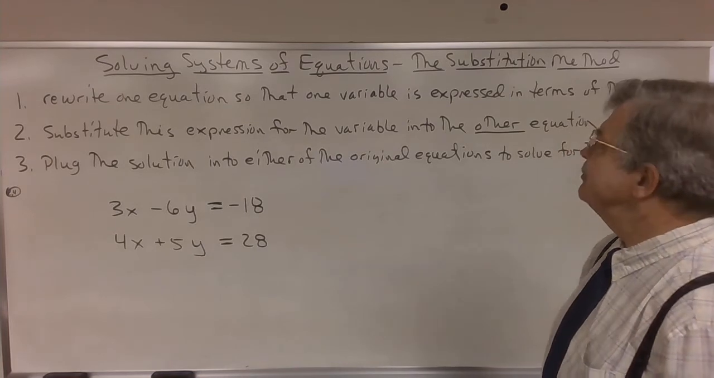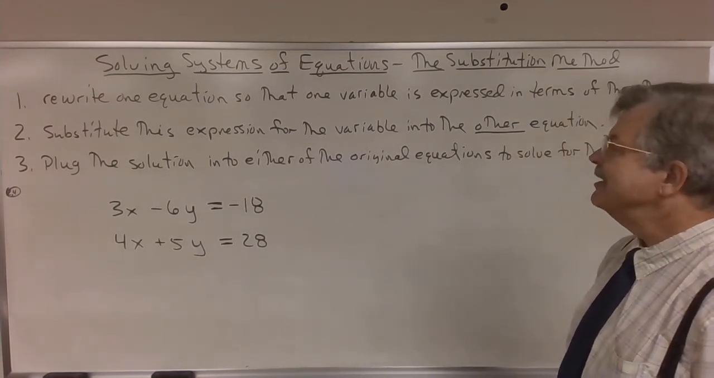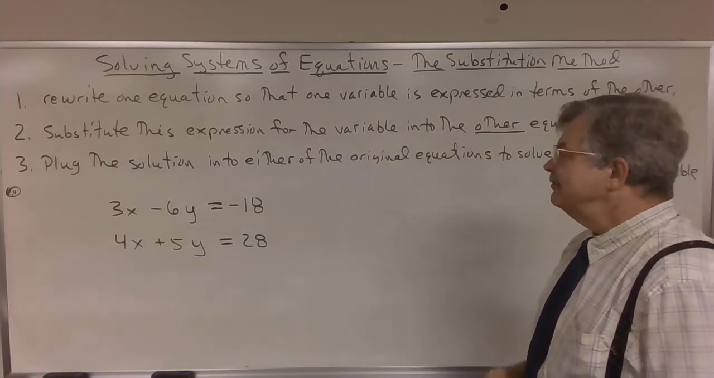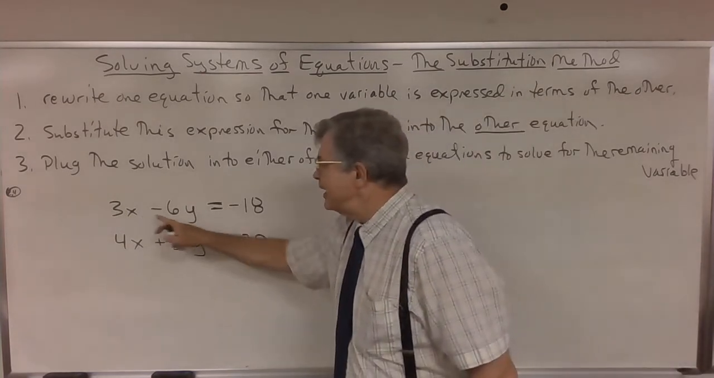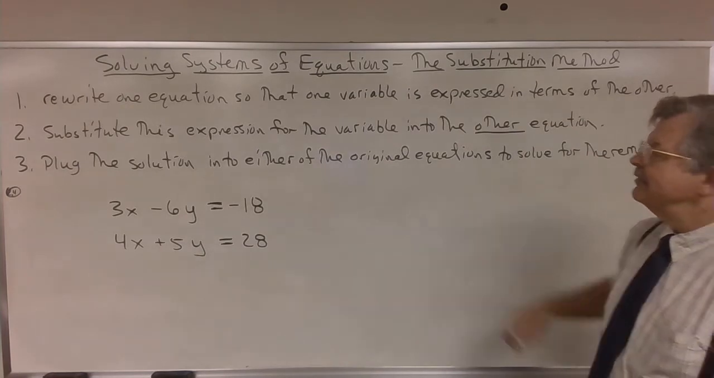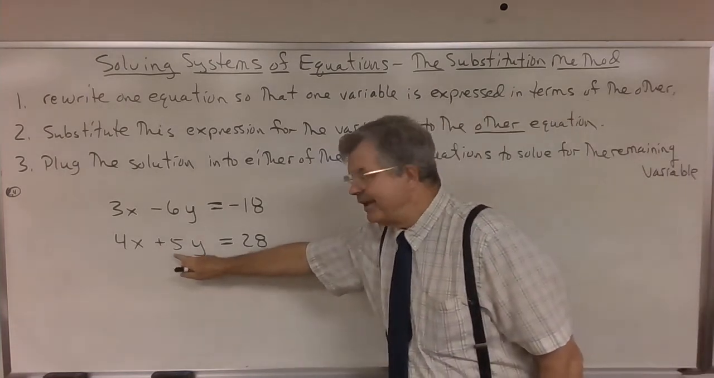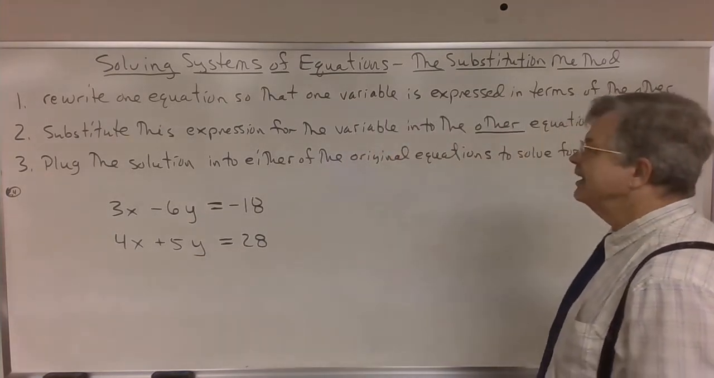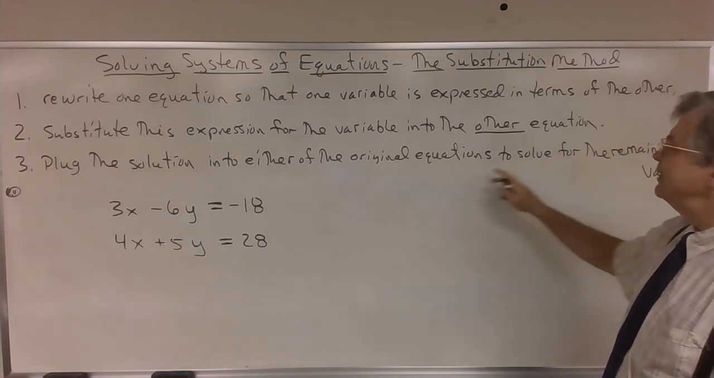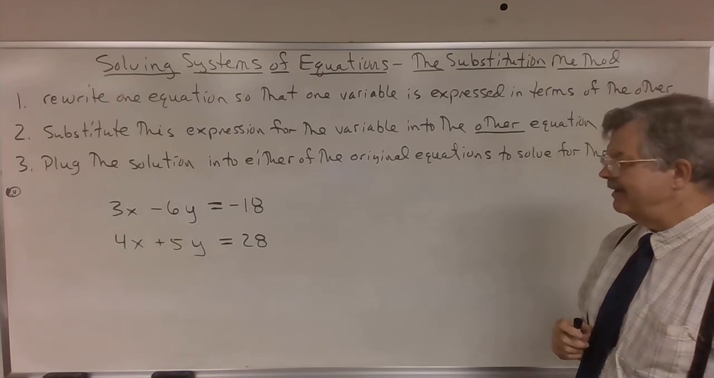Okay, solving systems of equations, the substitution method. First step, rewrite one equation so that one variable in the equation is expressed in terms of the other. Substitute this expression for the variable into the other equation. And once we find the solution, plug this into either of the original equations to solve for the missing variable.